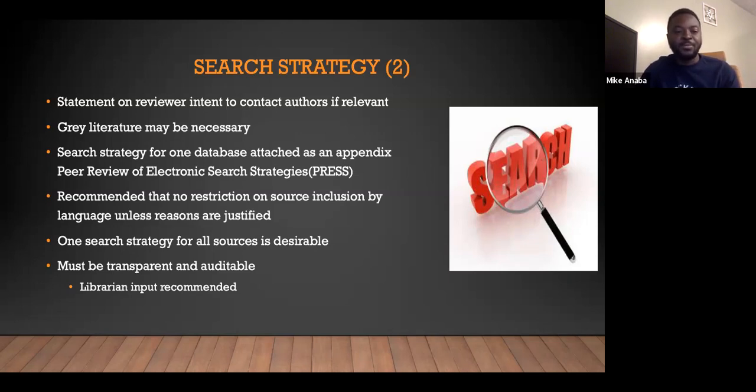And then there should be one search strategy. Like I was saying, you come up with a search strategy, and if you are using it for other databases, that is what you use throughout. It is also important to be very transparent about your search strategy, and it should be auditable, able to be reviewed by someone. Most especially, the recommendation is that you seek the assistance of librarians, because they are the experts in that field.